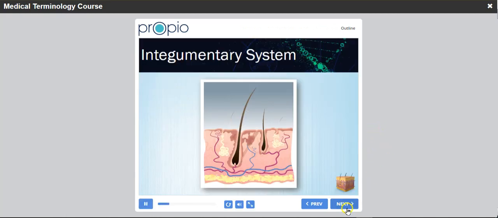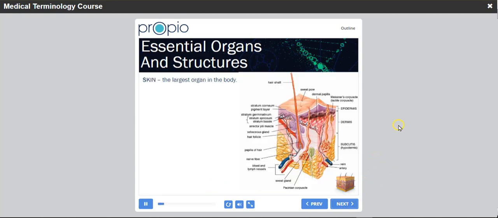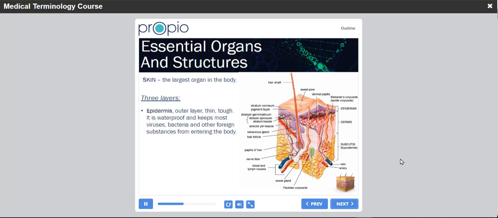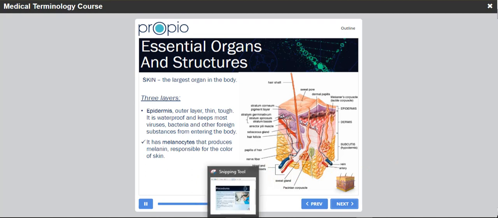Integumentary system. The essential organs and structures of the integumentary system are skin, hair, nails. Skin is the largest organ in the body. Did you know that? There are 3 layers of the skin: epidermis, outer layer, thin and tough. It's waterproof and keeps most viruses, bacteria, and other foreign substances from entering the body. It has melanocytes that produce melanin, responsible for the color of skin.